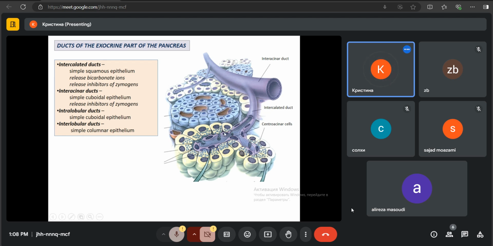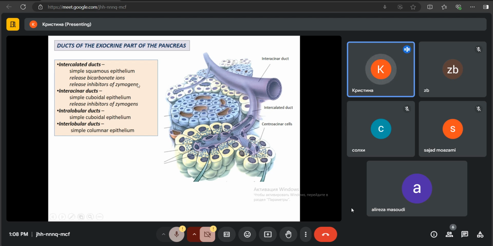The function of the intercalated duct is to release bicarbonate ions and to release inhibitors of zymogens. So, bicarbonate ions serve to increase the pH level of the pancreatic juice. It is needed to ensure the optimum for the working of the enzymes, because the enzymes of pancreas need more alkaline pH level.